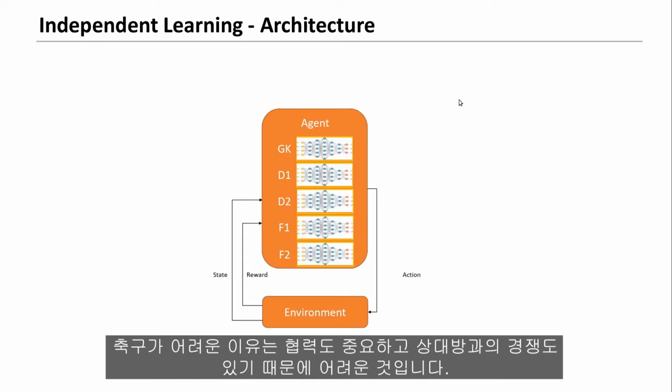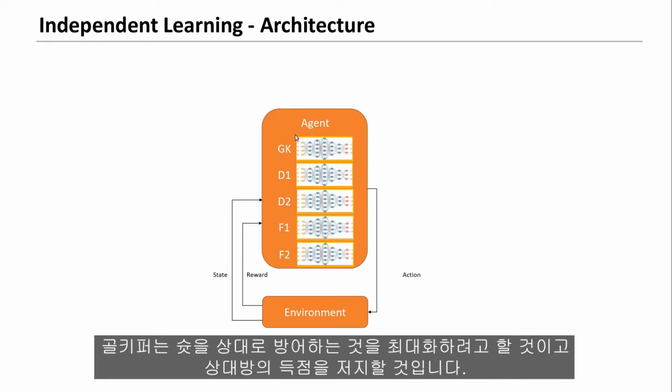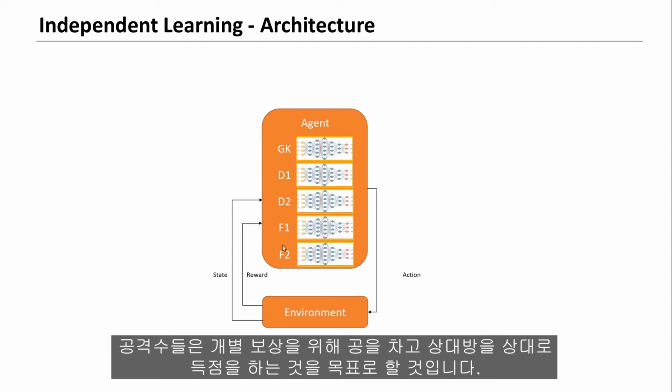That's why it's a hard game. But here, in our most simple example, we try to just use independent learning where each robot tries to learn individual rewards. He just tries to maximize his individual rewards. So for example, the goalkeeper will try to maximize the protect against kick, and he will try to avoid situations where the opponent scores. D1 and D2 try to learn to chase the ball and to move the ball away to give counter attacks, and our attackers try to kick and try to score goals against the opponent using individual rewards.